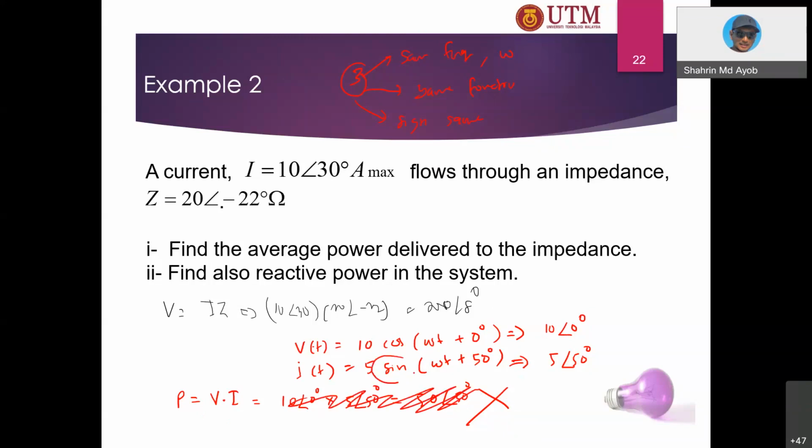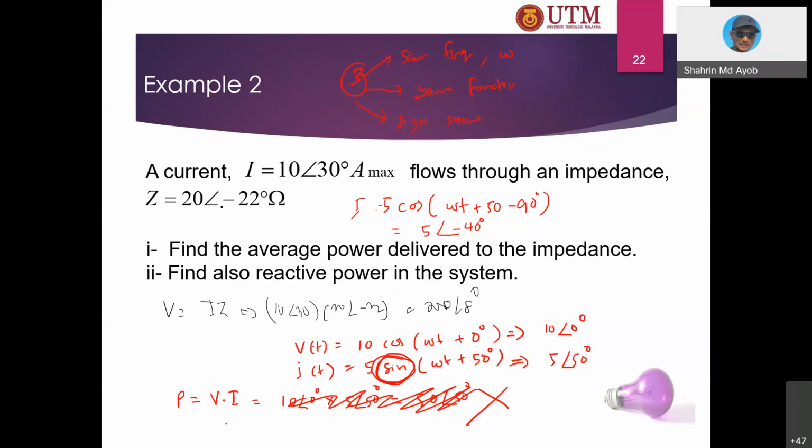You need to change sine into cos. For example, 5 sine into cos, so it becomes cos omega t plus 50 minus 90 degrees. So 5 with an angle of negative 40 degrees. So this is correct. So right now, the current function and voltage function are in the same form, so you can proceed with analysis using the phasor domain.